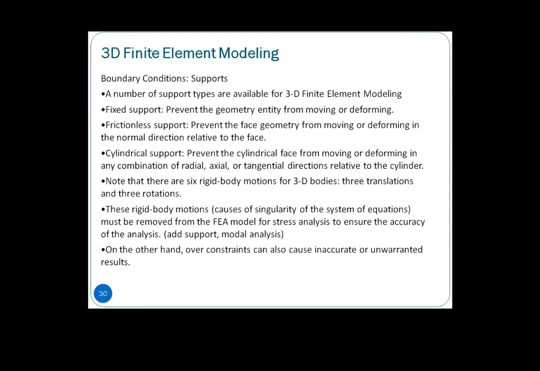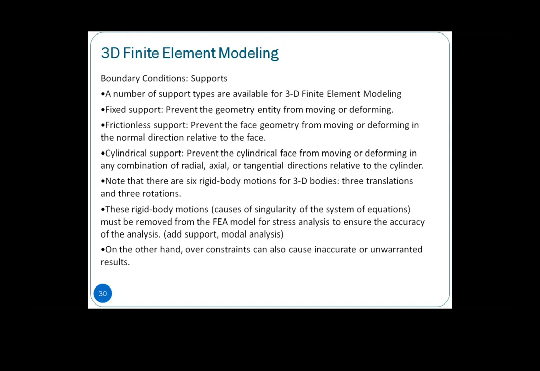Okay, so under statics, under solid mechanics problems, we have to set the supports. If you don't set the boundary or the support, then you will cause a singularity issue in your matrix, and it cannot be solved. So remember to set the support correctly.